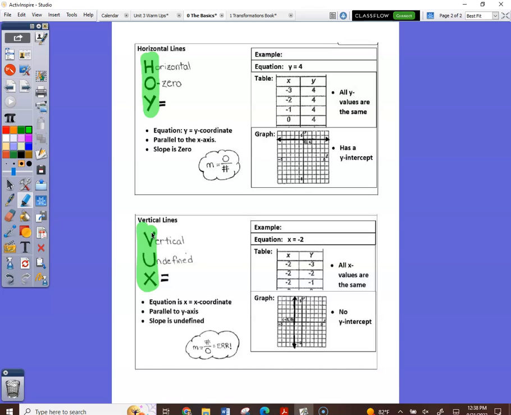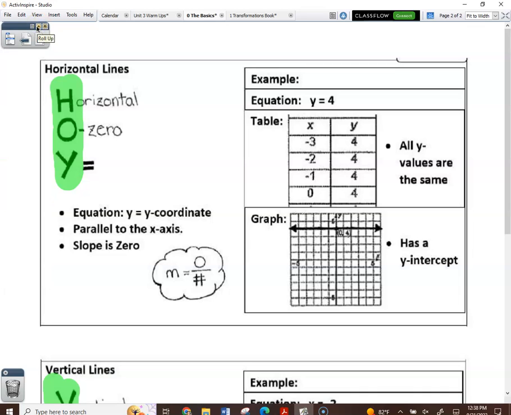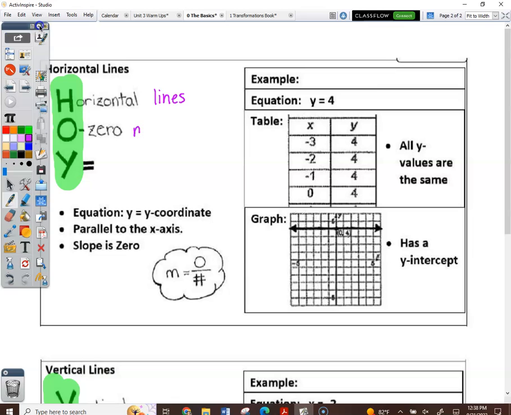Hoy Bucks. Let me show you what it stands for. You're going to appreciate this at some point. Maybe not today, but I promise you will. Hoy stands for horizontal lines have a 0 slope, which means that M equals 0.